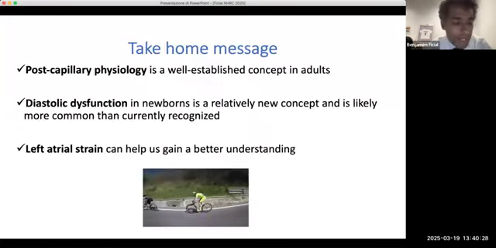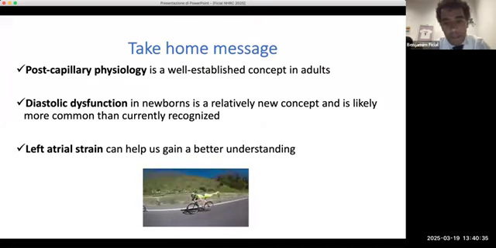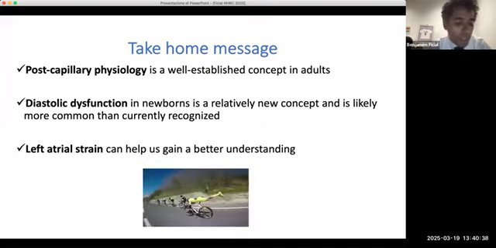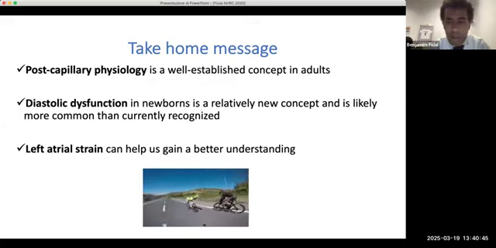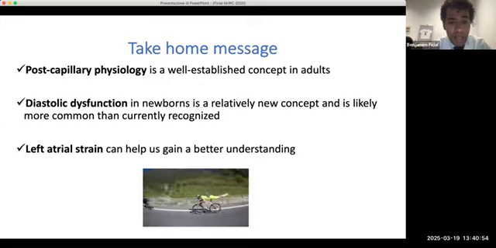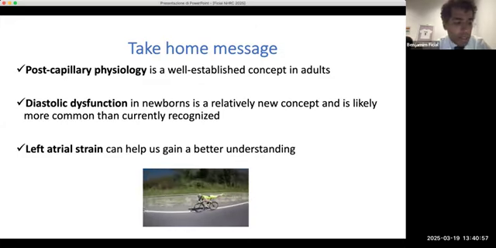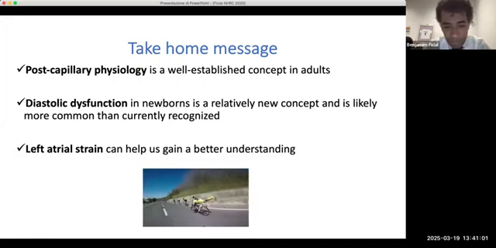To wrap up, these are the key take-home messages. First of all, post-capillary physiology is a well-established concept in adults. Why wouldn't the same apply to neonates? And diastolic dysfunction in newborns is a relatively new concept, but is likely more common than currently recognized. And again, left atrial strain can help us gain a better understanding. But please, to be on the safe side, don't try this at home.